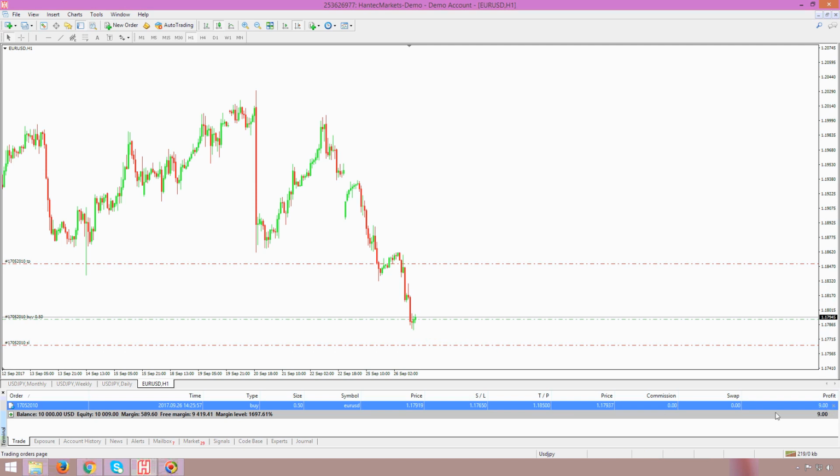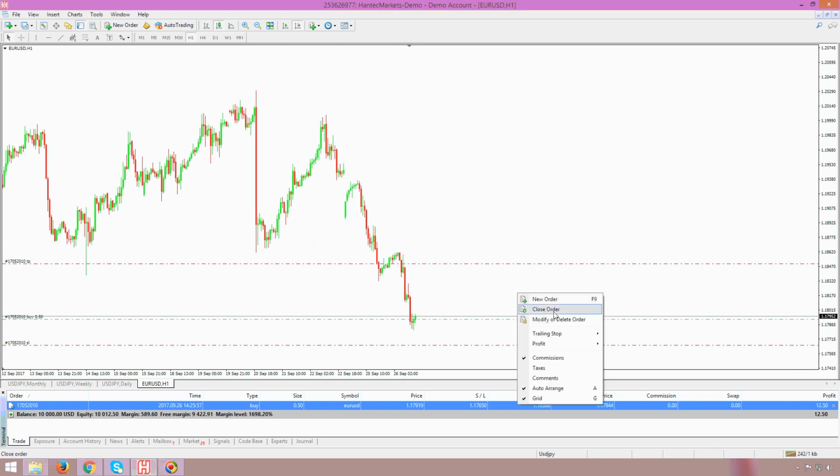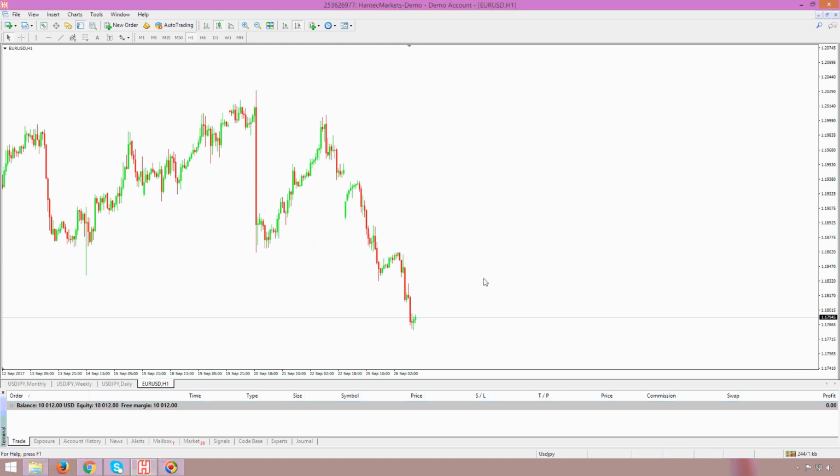And of course, the margin. This is the margin blocked. For one lot, the broker blocked or took as collateral $589.60. We still have 9,420 odd of free margin, and the free margin will change together with the equity. We've made $13. Right click, close order, click yes, I accept the terms, and OK. Click close order, and it automatically closes.